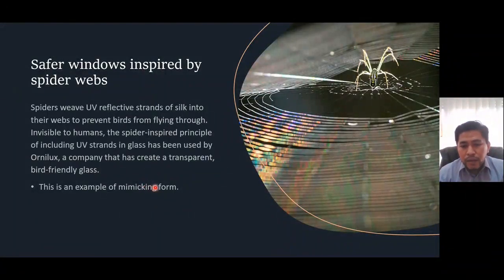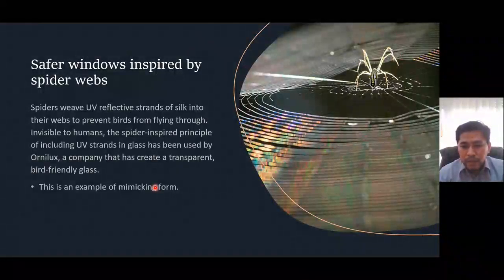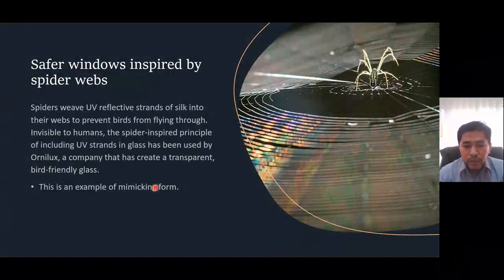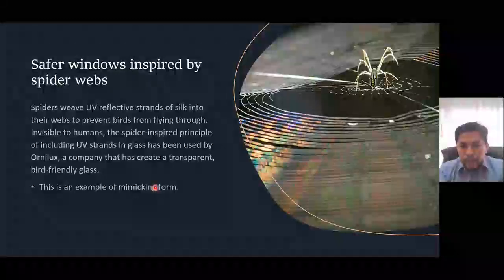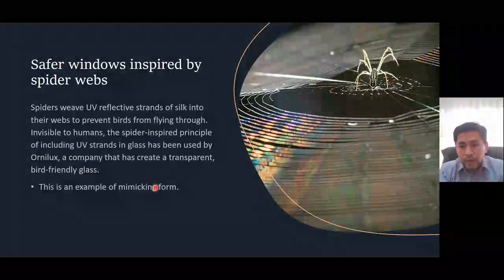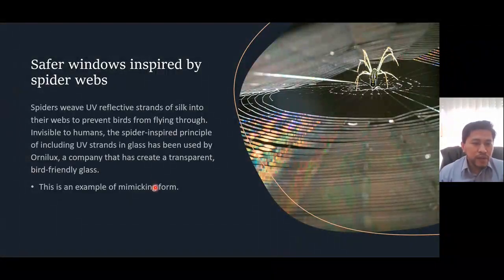We know that birds can't see glass quite well, and so many of them die when they hit picture windows. Humans can't see glass well either, which might explain why some people try to walk through a glass door. But most people know that the reflection of the sky and the landscape in a window is not real. Unfortunately, birds don't think that way. So this is an example of mimicking form.